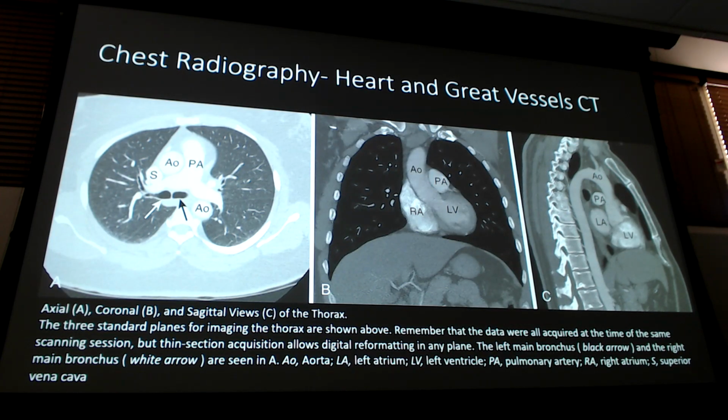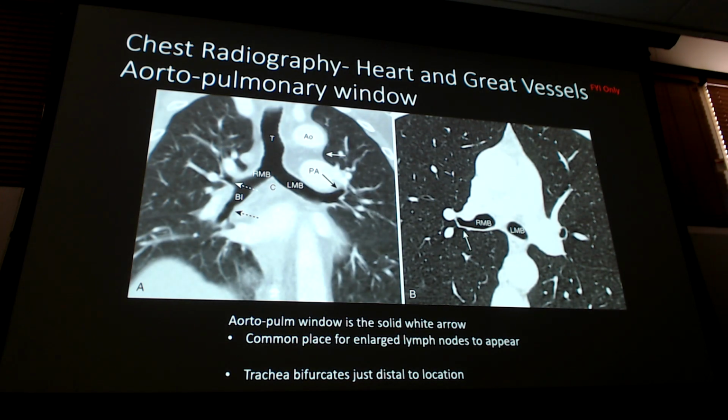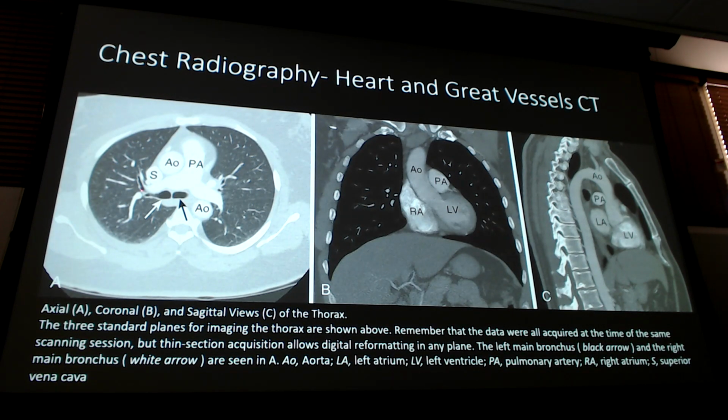Alright. Anatomy is important. What's this area here? It's just past the carina, correct. That's where the trachea is split into the right and left main bronchi. Just past the carina. Good.